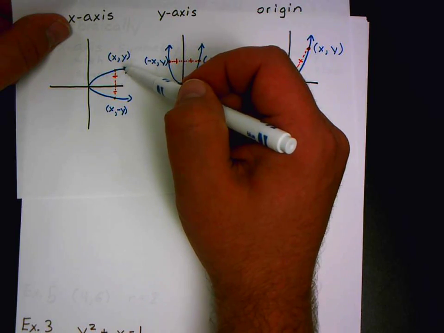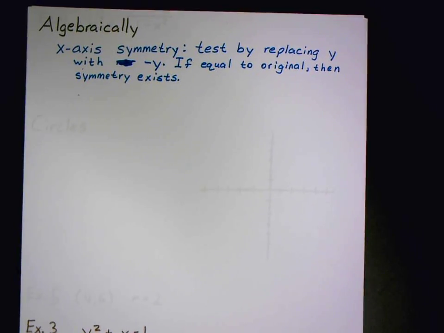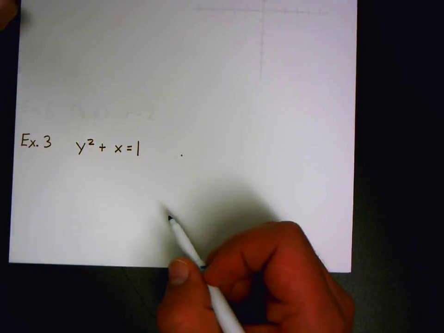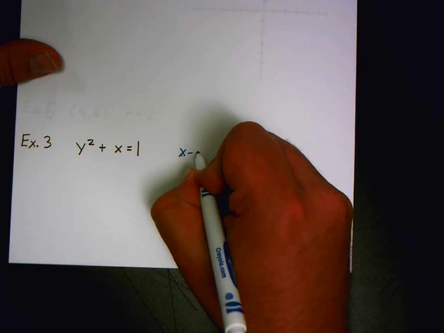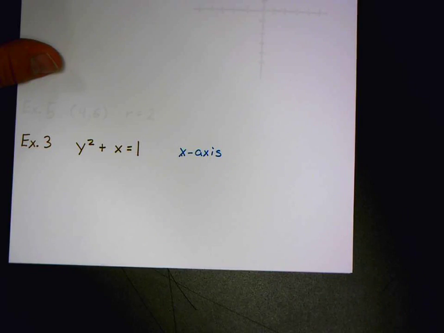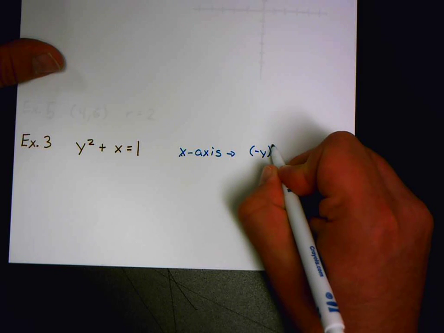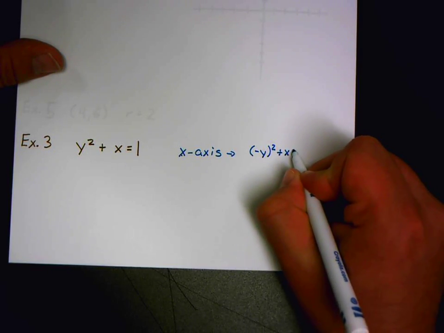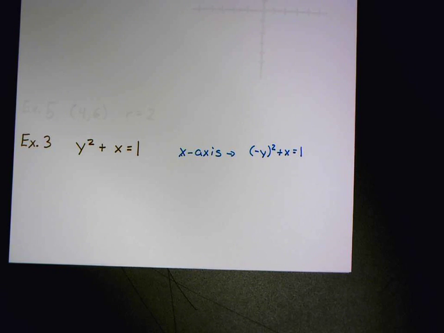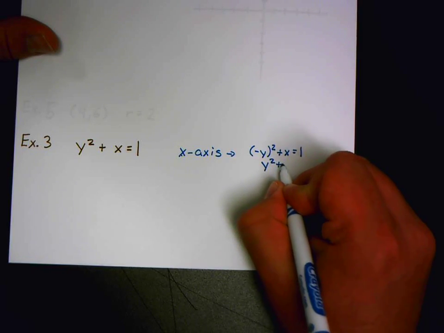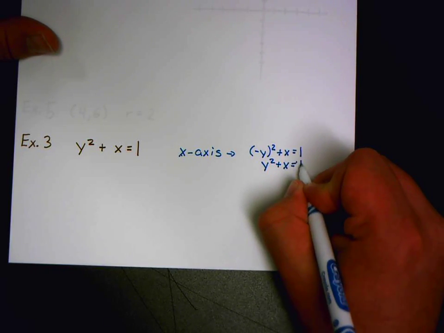So if I come down here and I want to test this equation for x-axis symmetry, what I'm going to do is I take that equation and I put negative y in there. And then I try simplifying it. If I can get it back to the original equation, then it has x-axis symmetry. Well, if I take negative y and I square it, I get positive y again. So this one checks out. It does have x-axis symmetry.